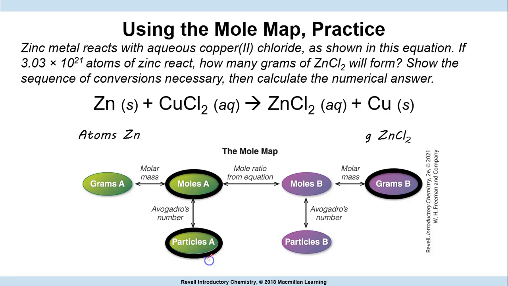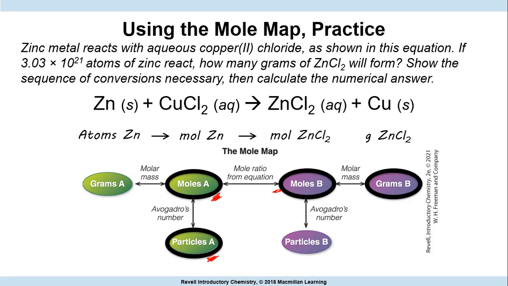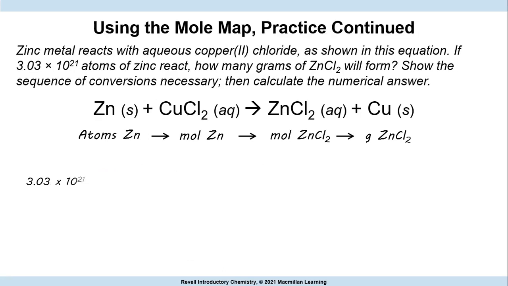We are moving from the particles of A to moles of A. From the moles of A, we then move to the moles of B. And from the moles of B, we then move to the grams. So we are moving from atoms of zinc to moles of zinc, from moles of zinc to moles of zinc chloride, and from moles of zinc chloride to grams of zinc chloride. Analysis done. Now let's do the numerical answer.